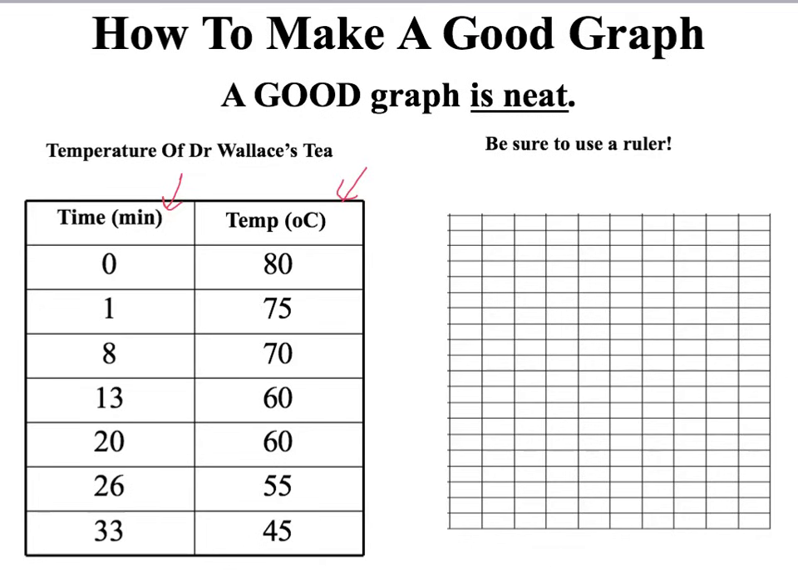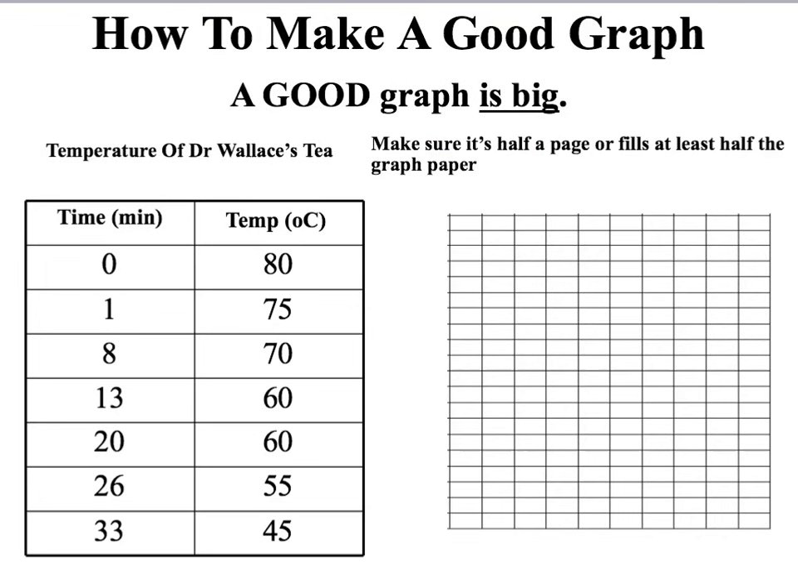Just like a good data table, a good graph is neat. So what you want to do when you draw a good graph is make sure that you have a ruler. Most of the time, the graph paper is going to be given to you, but if it's not, use a ruler and make this graph neat. Another criteria is that a good graph is big. If you're drawing a graph, make sure that the graph fills up at least half the page, or if you're given a piece of graph paper, make sure that your data fills up at least half of the graph paper. So you want to spread it out as much as you can.